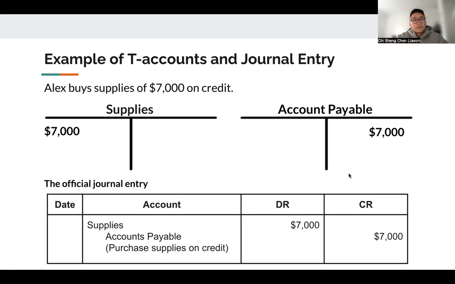And the journal entry for this example will be, you can see supplies in the account section. You can see supplies and accounts payable, where the accounts payable is on credit. So you will have a slight indentation, and you will write debit 7,000 and credit 7,000.